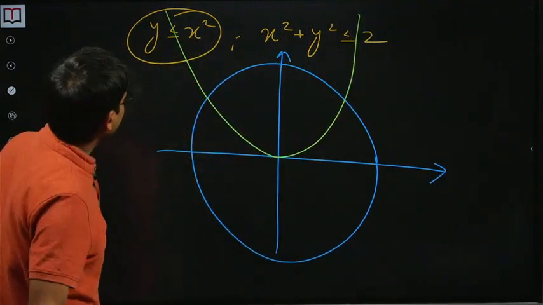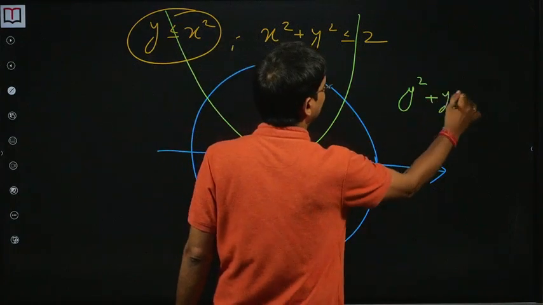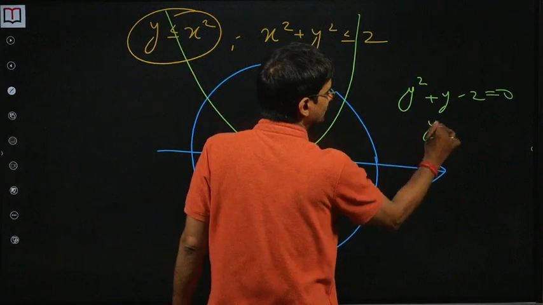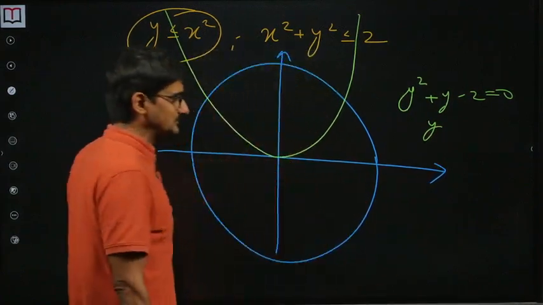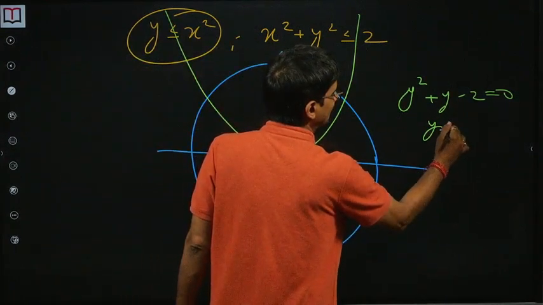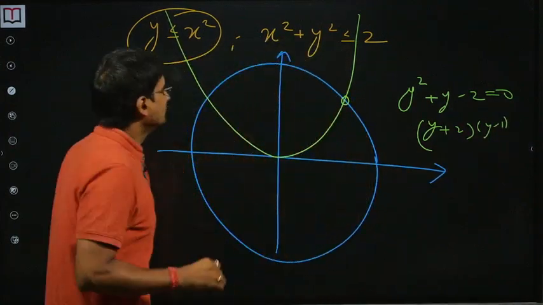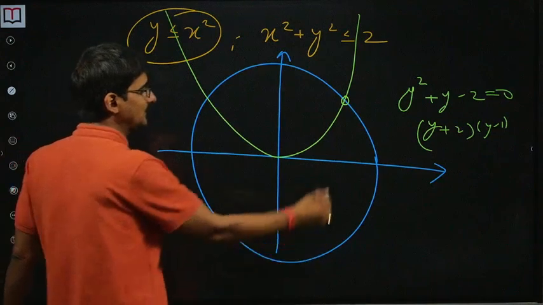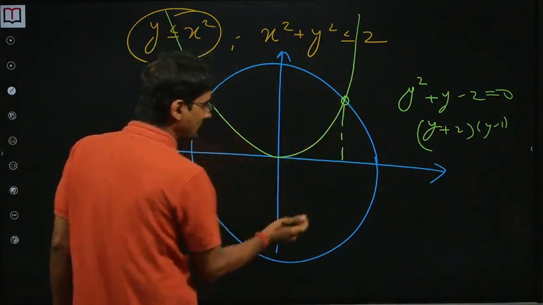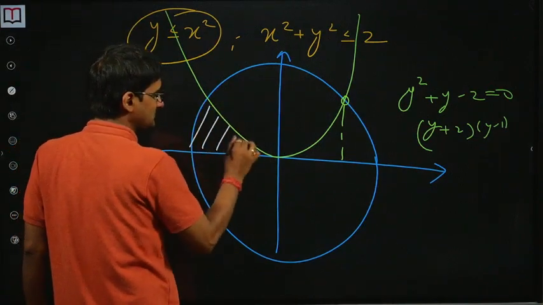Okay, so can we have the point of intersection? y squared plus y minus 2 equals 0, so y is equal to 1, since y is positive. So when y is 1, x is also 1. And y is greater than or equal to 0. Which region? So that's one region.